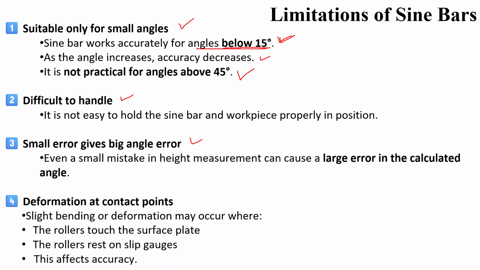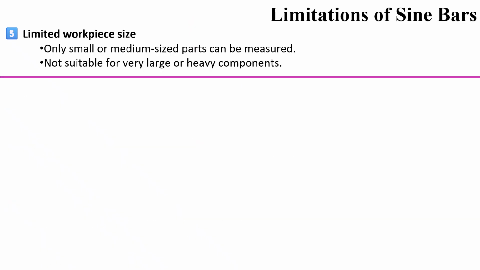Another limitation is deformation at contact points. Slight bending or deformation may occur where the rollers touch the surface plate and where the rollers rest on the slip gauges. This affects the accuracy. And one more limitation of the sine bar is limited workpiece size. The sine bar is comfortable for measuring small and medium size parts. Heavy parts can also be measured, but it is not suitable for very large or very heavy components.